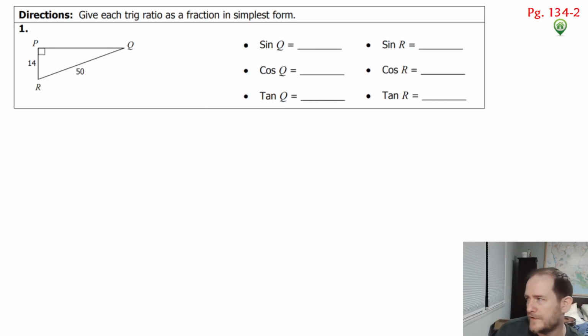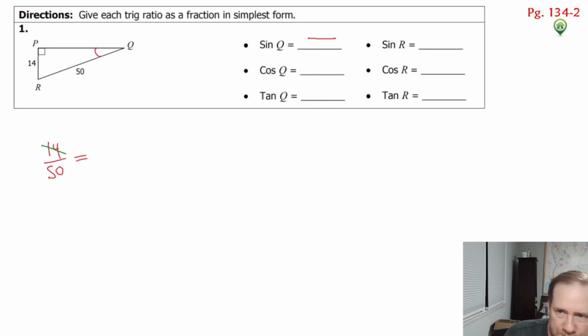Because there are questions like this. But it says find the sine of q. Well, sine of q is just a fraction. So you find angle q, and sine is opposite over hypotenuse. So be careful, because it's not 14 over 50. You have to reduce that. 14 and 50 are both divisible by 2. So if I divide by 2, I get 7, and if I divide by 2, I get 25. So the actual final answer is 7 over 25.